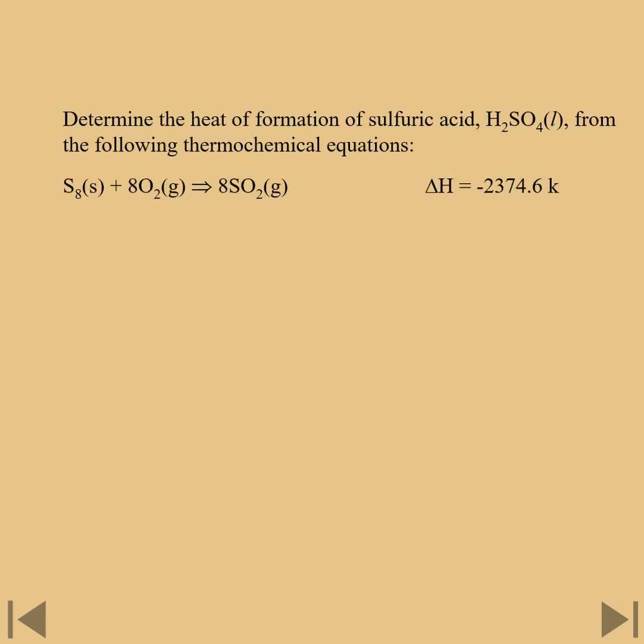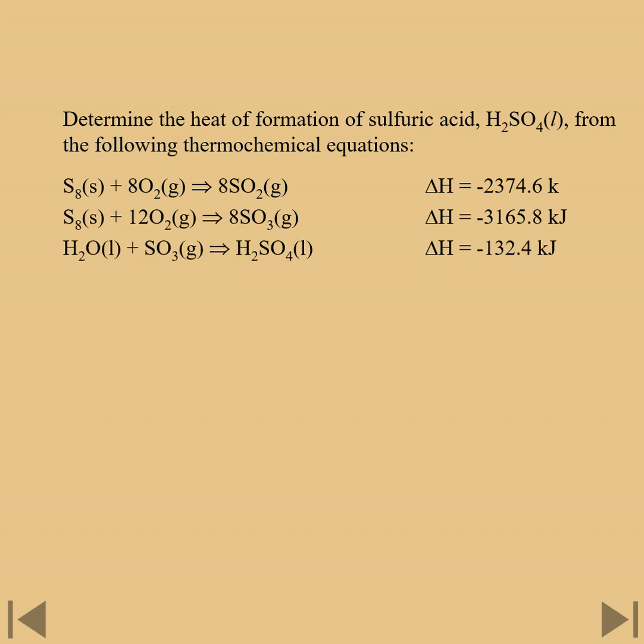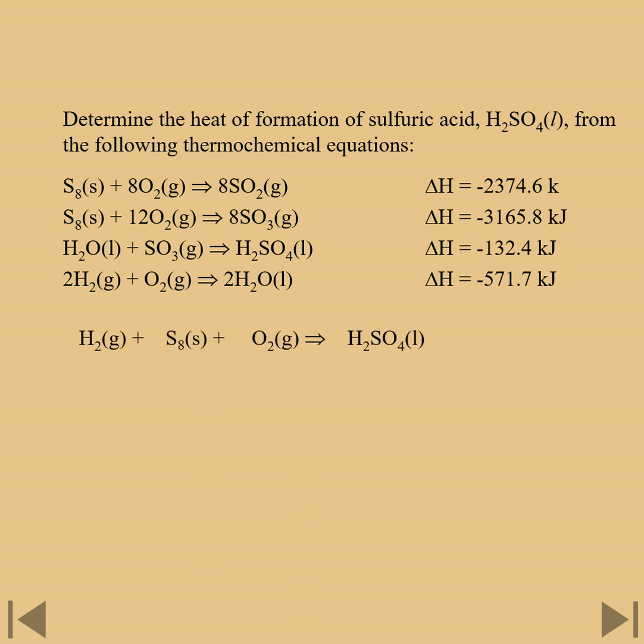Next, we're asked to determine the heat of formation of sulfuric acid from the following thermochemical equations. Well, I actually do not have my main equation, so let's put it together. We have sulfuric acid, H2SO4, being formed from its elements. So we have hydrogen plus sulfur plus oxygen forming sulfuric acid. And I'm just going to go ahead and balance this. And I come up with 8 hydrogens, 1 octasulfur, 16 oxygens to form 8 sulfuric acids.